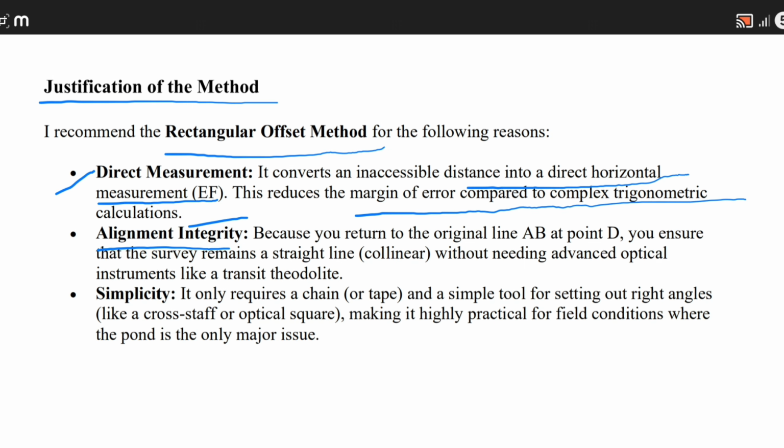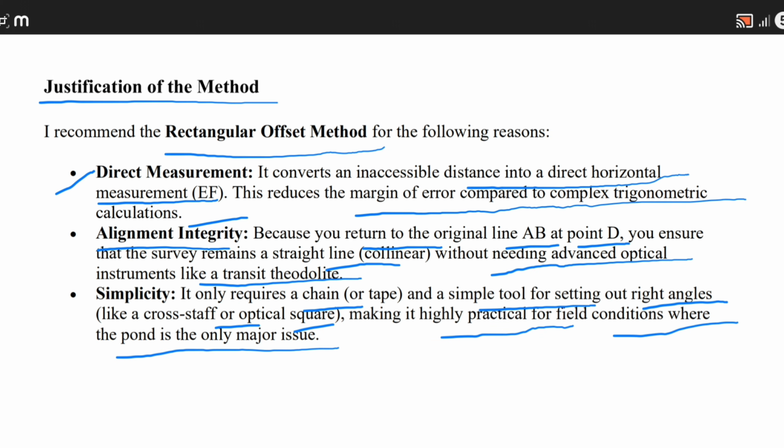Alignment integrity: because you turn the original line AB at point D, it ensures the remaining line stays collinear, and an advanced optical instrument like a theodolite can be used here. Simplicity: it requires only a chain and simple tools for setting right angles, like a cross staff and optical square, with minimal field calculations. This is how you can justify this method.